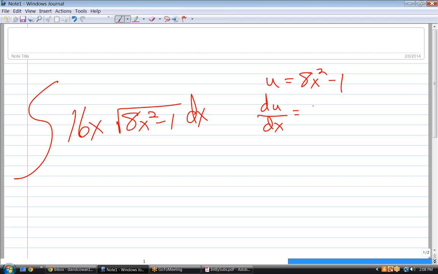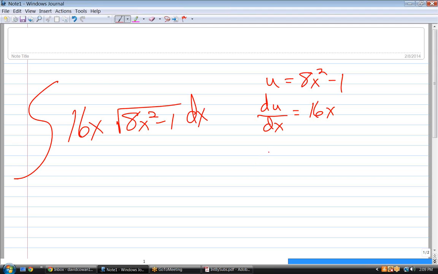This is one of many integration problems that requires as much differentiation as it does integration. What's du dx? Take the derivative of this. The derivative of that is 12x, or not 12, it's 16x.